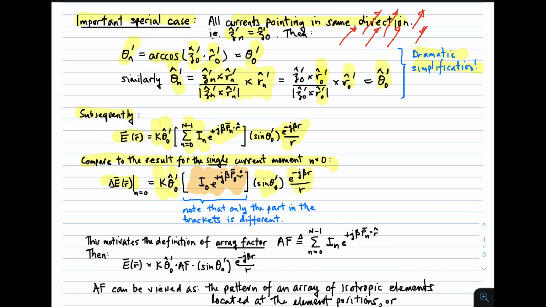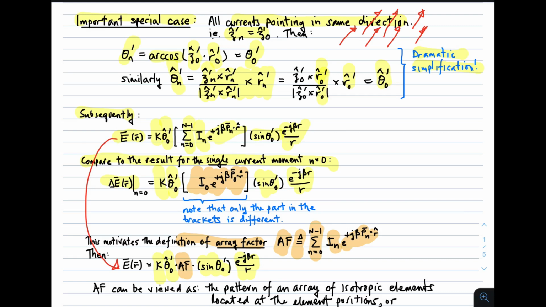This motivates the definition of what we call the array factor. So in this case, the array factor is defined as the sum from n equals 0 to N minus 1 of I sub n times that pattern phase function. If there's only one element in the array, we just get that one term. Otherwise, we add all those things up. So now we can describe the radiated electric field of the entire array as k times theta prime hat sub naught times the array factor, magnitude, pattern function, spherical wave dependence.